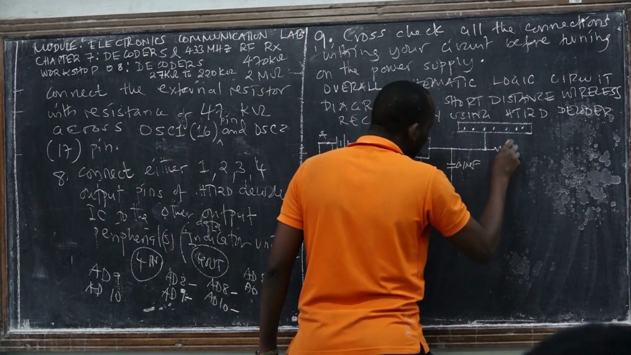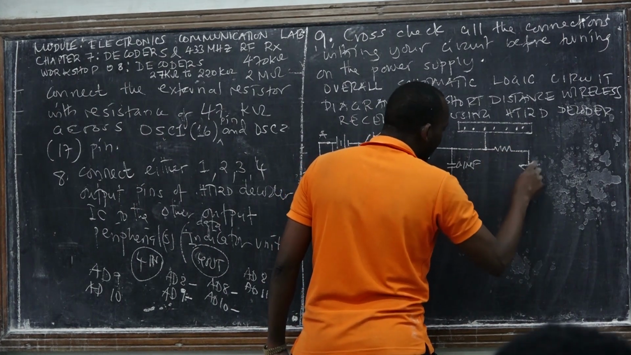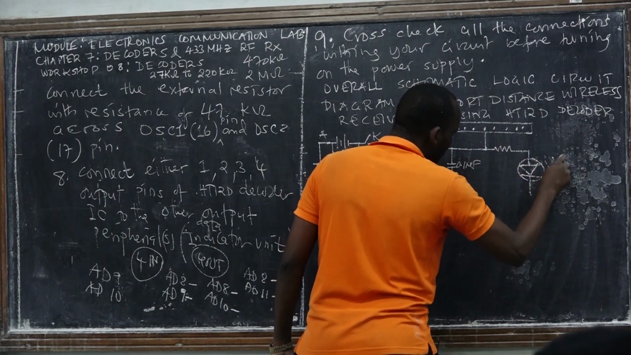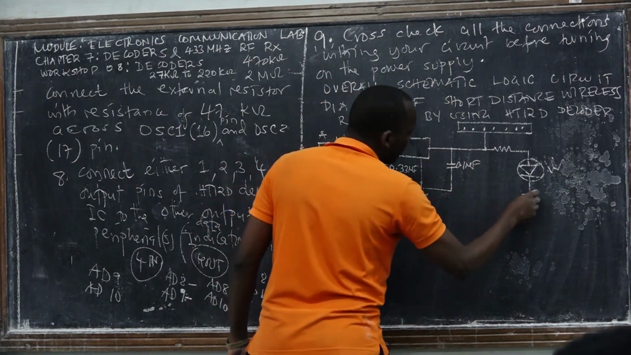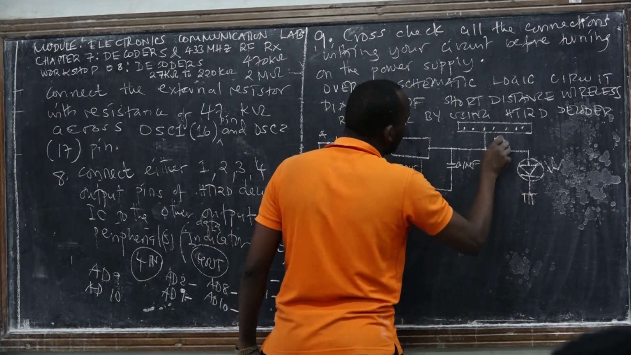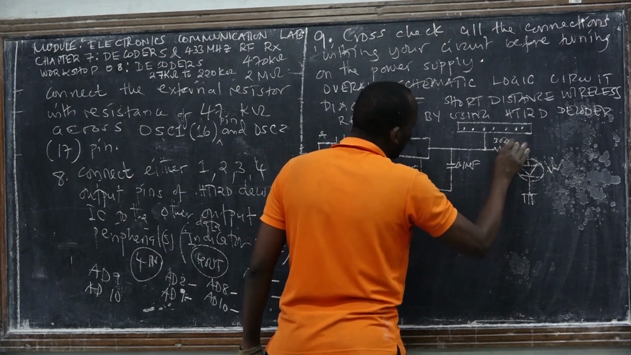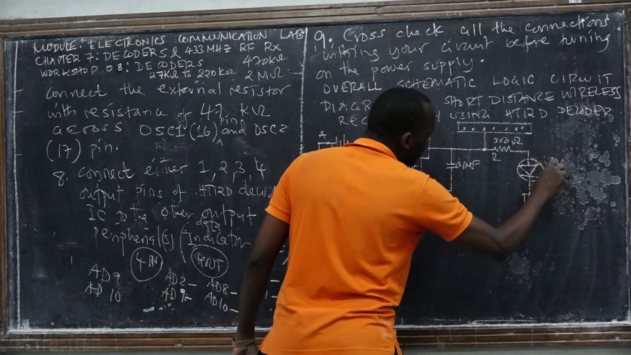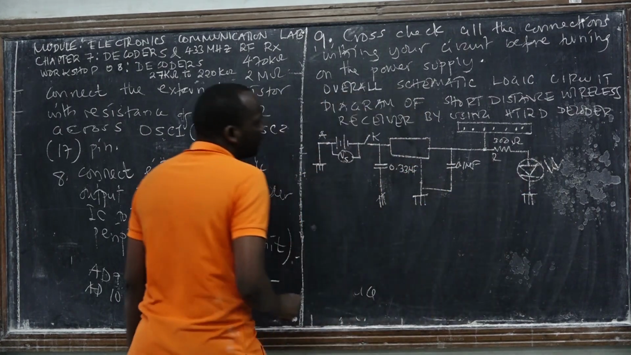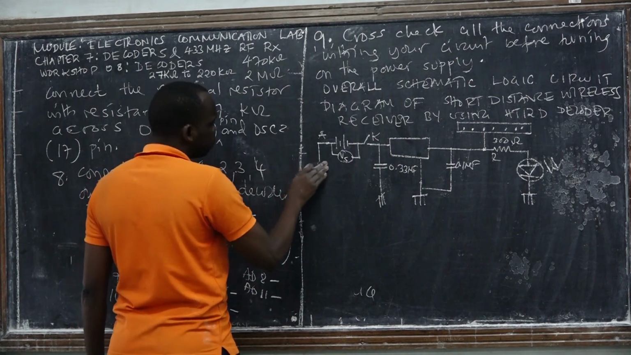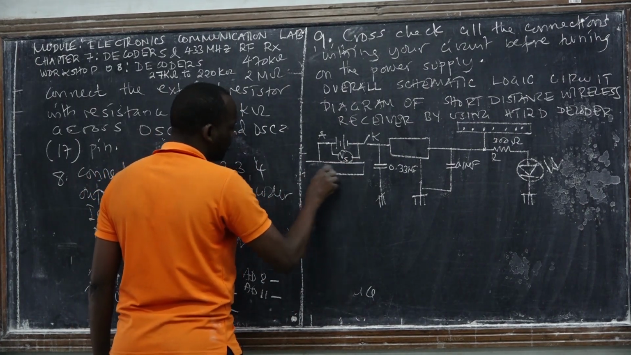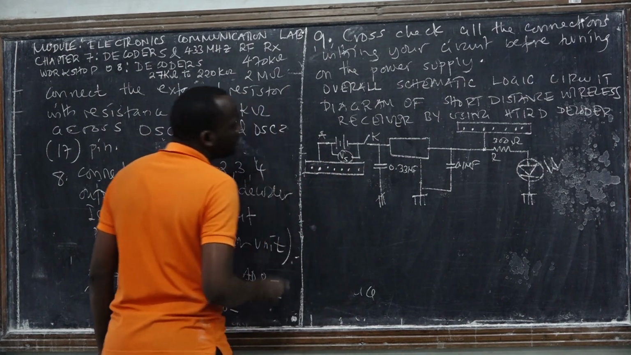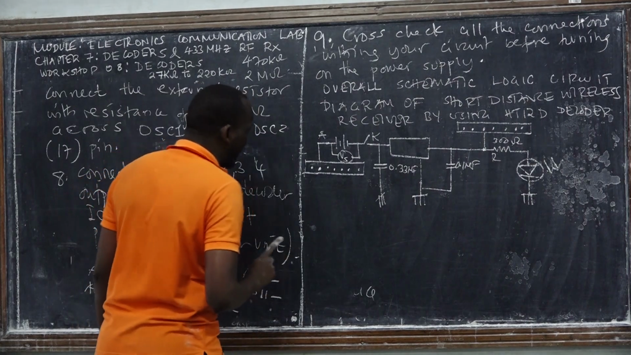So you know that here we need just a resistor, and then you have the LED. For this case, you're going to use a resistor of 300 ohm. So we are drawing according to the hardware implementation.